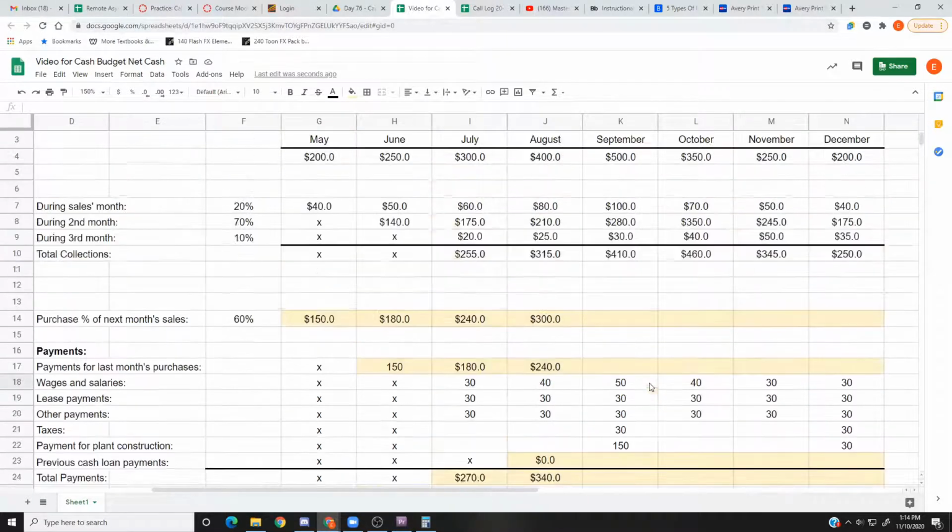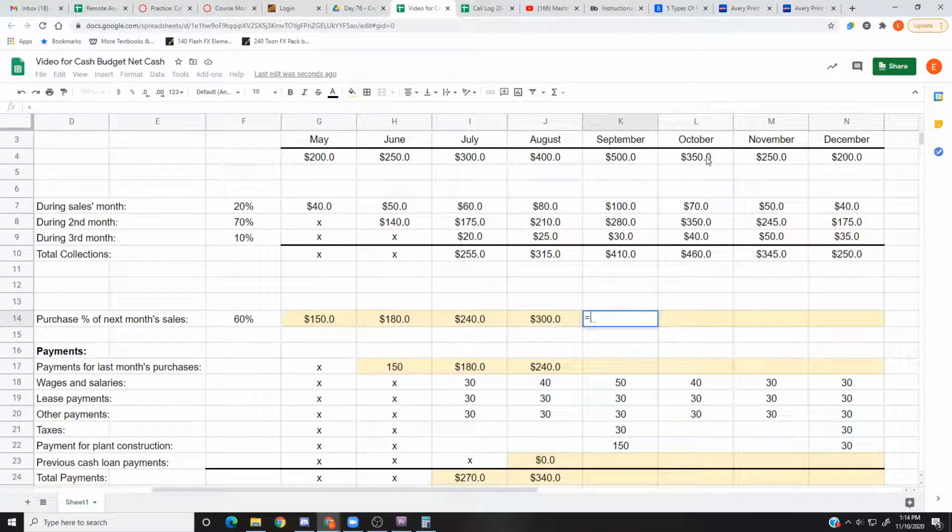All right, let's go to September. September, I expect to bring in $500. That's good. We'll keep going up. All right. I'm going to collect $100 of it this month, $280 from last month, $30 from a couple months ago, and that's $410 coming in. But I've got to go ahead and pay for those supplies for next month. Next month, I'm not going to sell as much, so this is going to cost less.